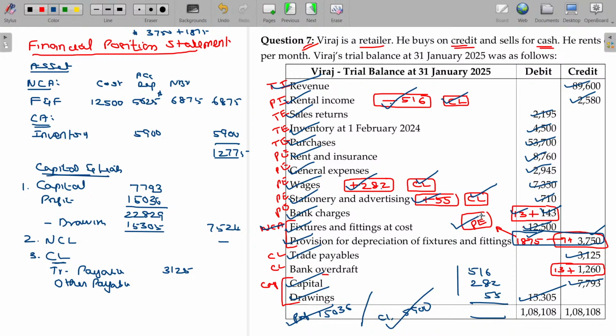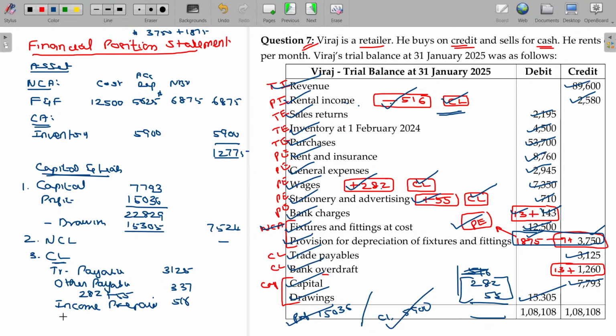Other payables. Or this one may be named separately. Other payable, leaving 560, you can take these two, 282 and 55. In total, this will be called other payables. This 516 is the rental income received in advance. You can name this being income prepaid. Income prepaid in this case being 516. That's how you can number this.